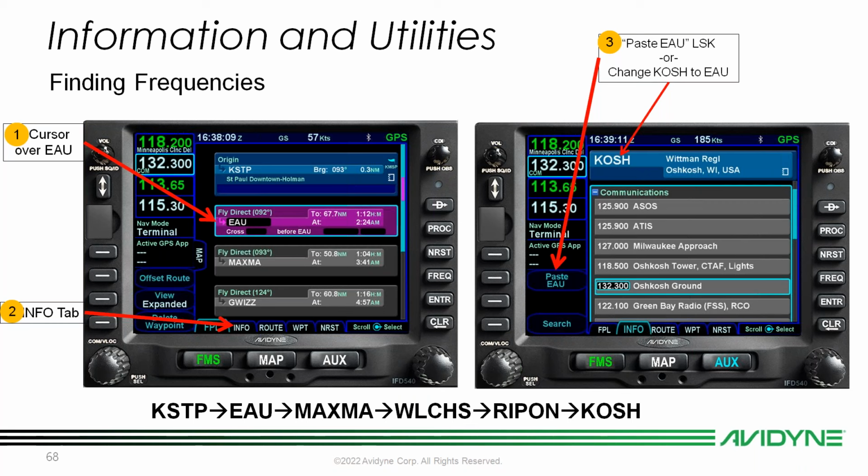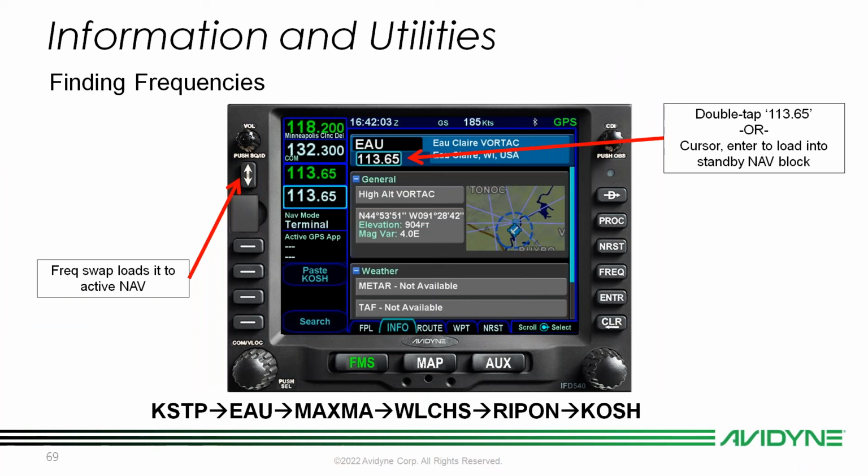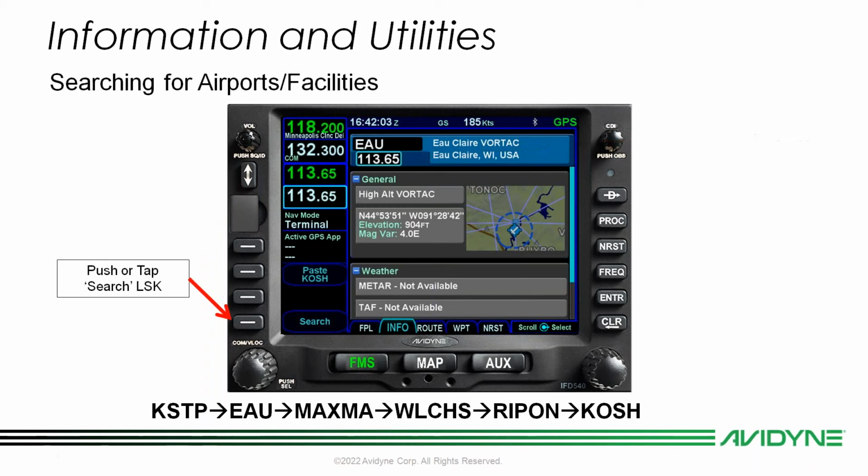So it doesn't just have to be airports. It can be essentially any nav station available. This is how the Eau Claire VORTAC would look had I done that, if I pasted it, if I added Eau Claire into the block up top. If I wanted to load up that frequency into my standby nav, all I would do is double tap the frequency, or I would put my cursor over it and then hit enter. And then you'll notice that 113.65 gets loaded up into my standby nav. I hit the flip-flop button, and that now brings that VORTAC frequency into my active nav.